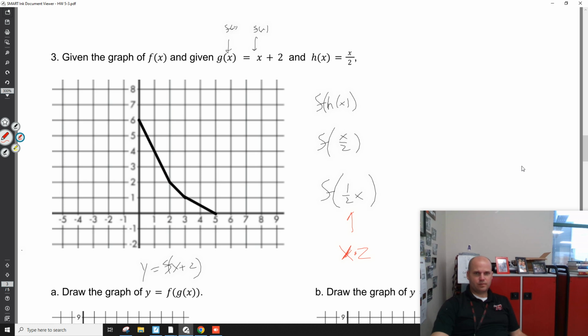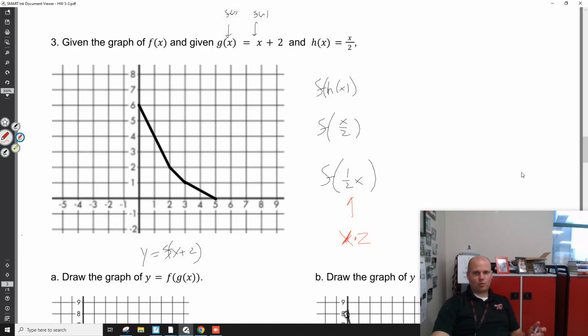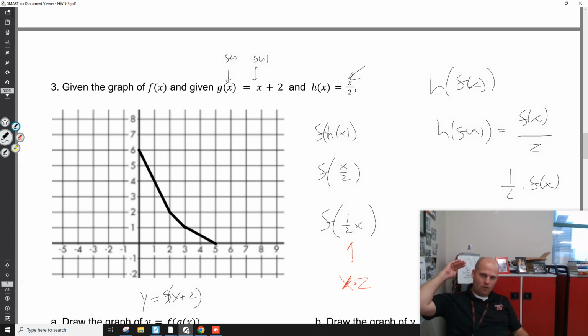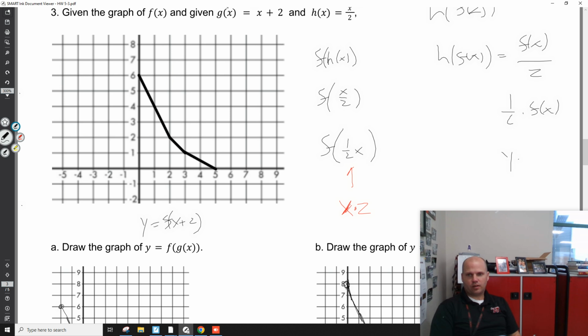h of f of x. Okay. This is where we take f of x, plug it into h. What can we do? Well, it would just be f of x instead of just x, over 2. That's 1 half times f of x. What is that? A vertical dilation by a factor of a half. Take your y's, multiply them by a half. This is really good stuff here.